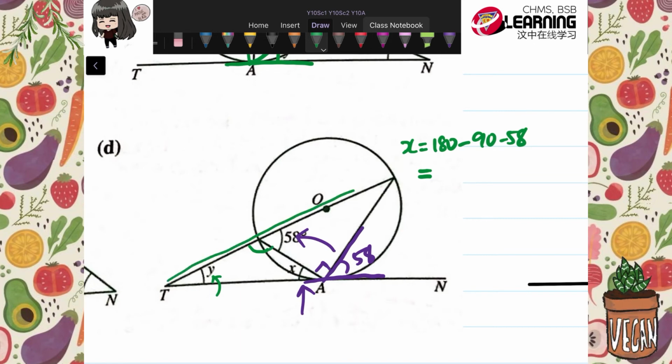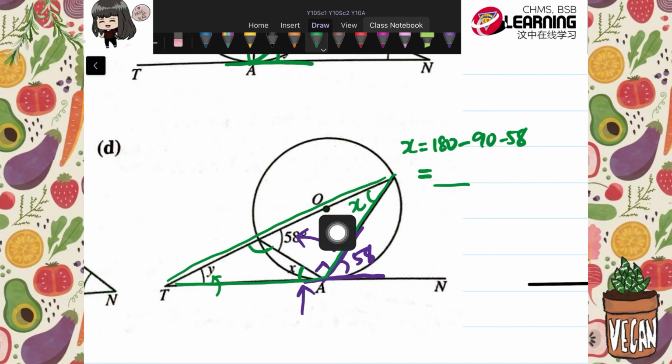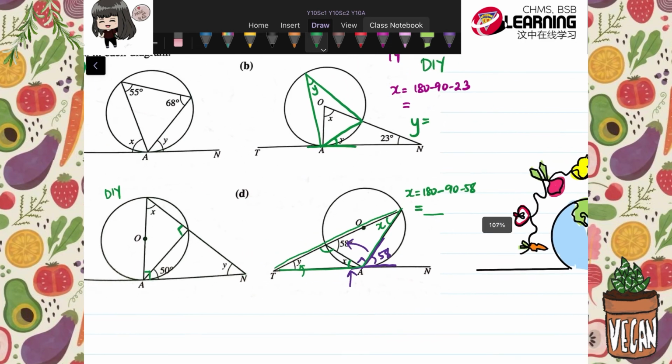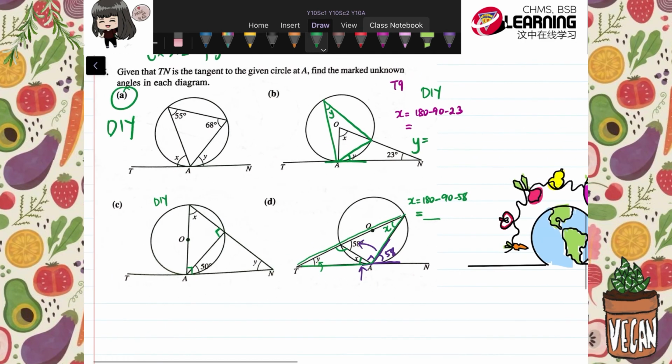Or you can do like this. You see, this is a big triangle. So basically after you find the x here, this is also your x, right? So 180, you minus the value of the x that you found, minus this 90, and minus another value of the x, the same x that you found, then you will get the y. So far so good.